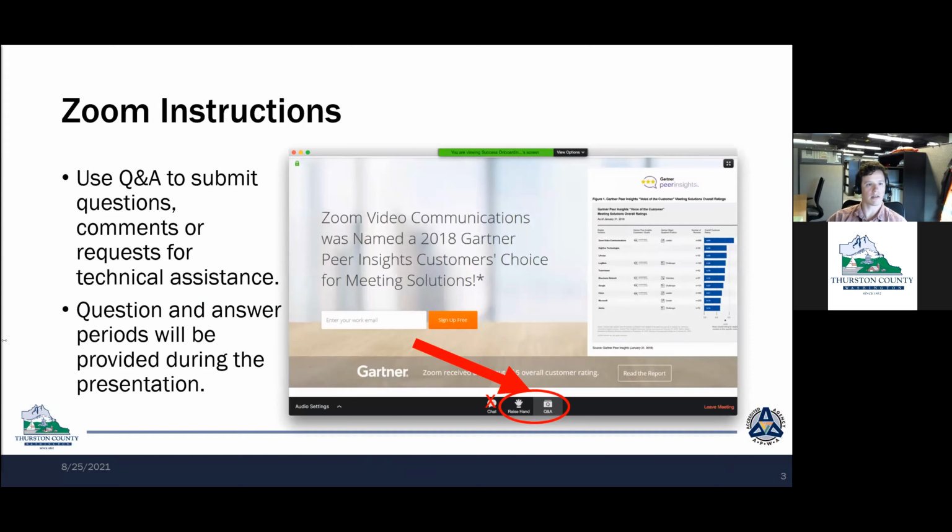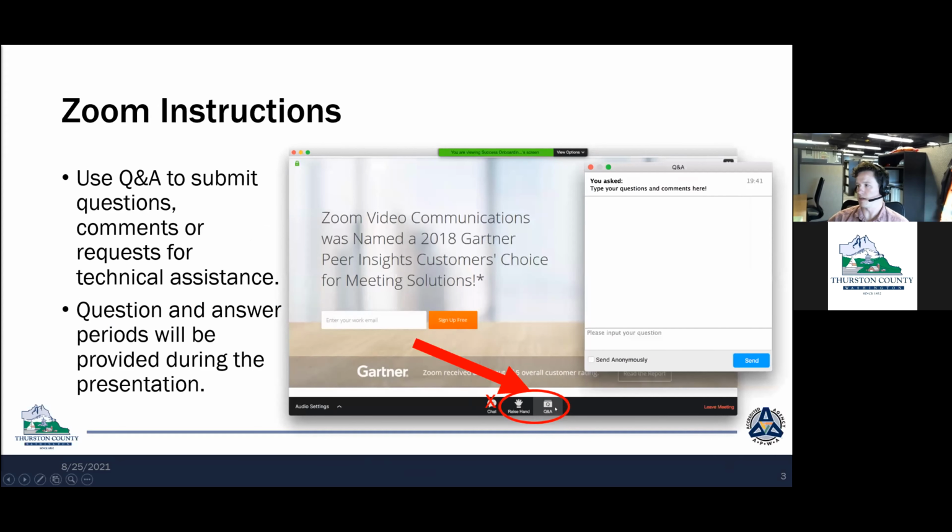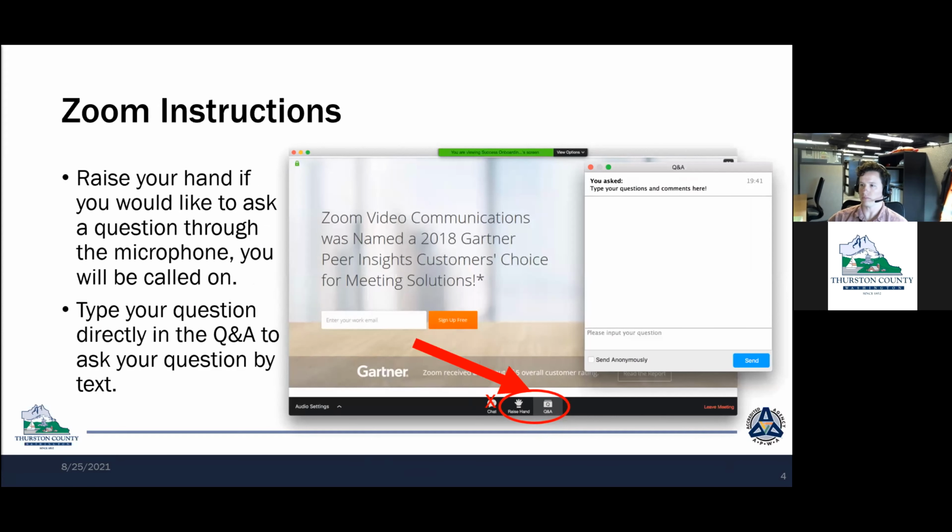Some Zoom instructions. Use the Q&A feature to submit questions, comments, or requests for technical assistance. Question and answer periods will be provided during the presentation. So you can find your Q&A button down towards the bottom of your screen. And when you click on that button, it should look something like this. A box like this should pop up. Please raise your hand if you would like to ask a question through the microphone, and you will be called on. Otherwise, type your question directly into the Q&A to ask your question via text. Please do not use the chat function.